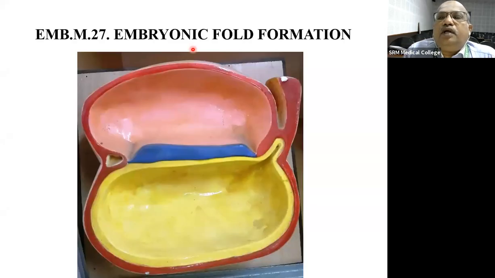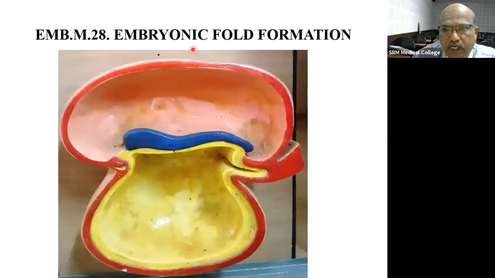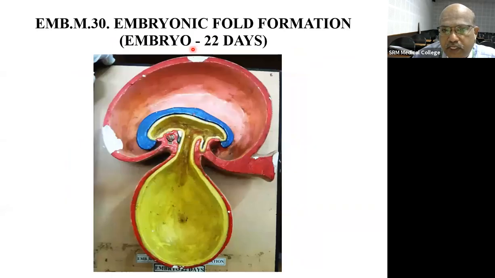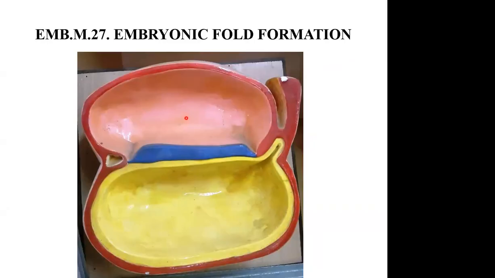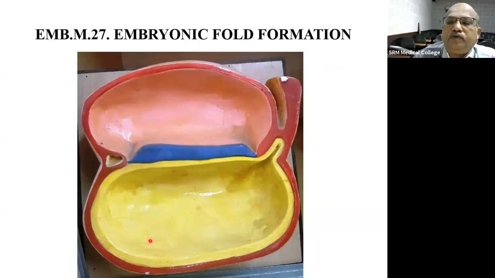So now what is this? Embryonic fold formation, cephalocaudal folding. See the subsequent models. Beginning of folding. All these models are the same thing. This is before cephalocaudal folding. What is this cavity called? That is the amniotic cavity. Very good.